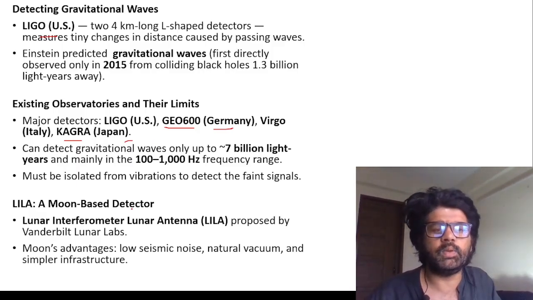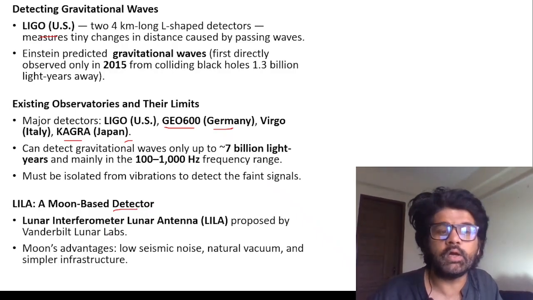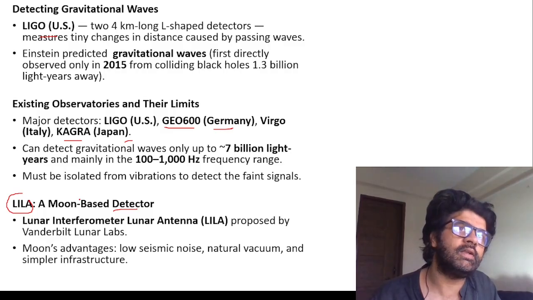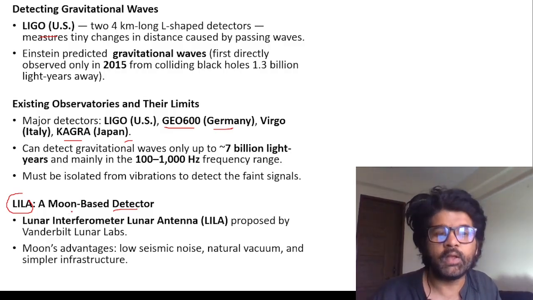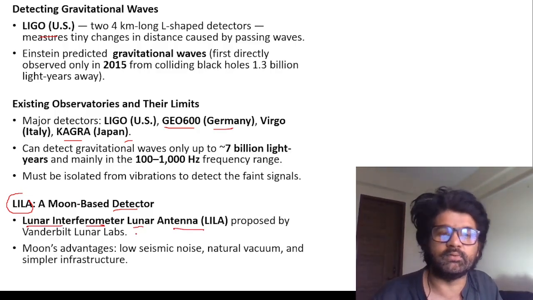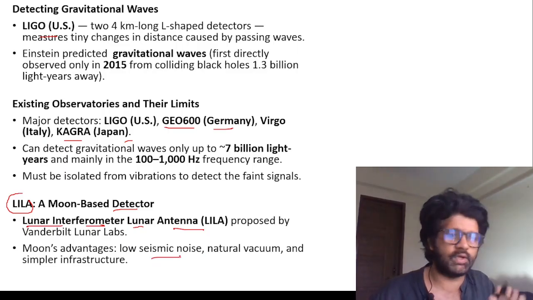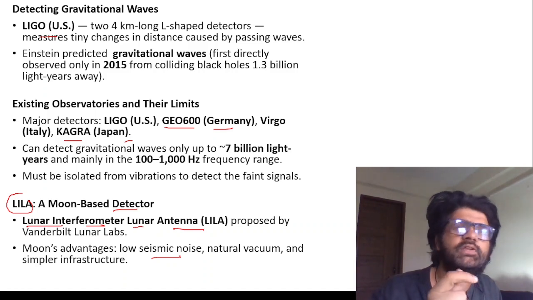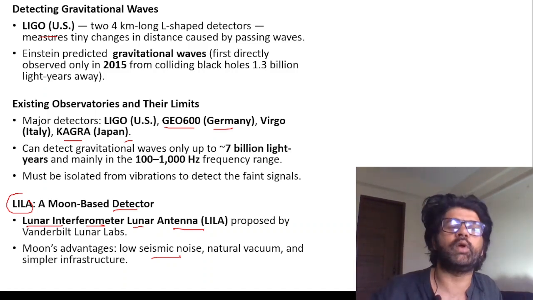So we want to make a similar gravitational detector on the Moon, which will be known as LILA. LILA is Lunar Interferometer, Lunar Antenna, two times lunar. So again, why the Moon? Because of low seismic noise, natural vacuum, simpler infrastructure. We can detect gravitational waves at a higher level there. That's why we need LILA.